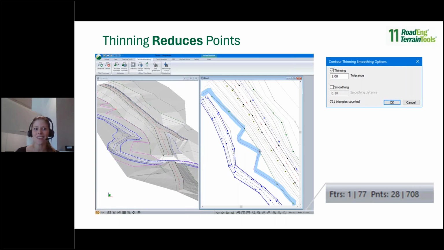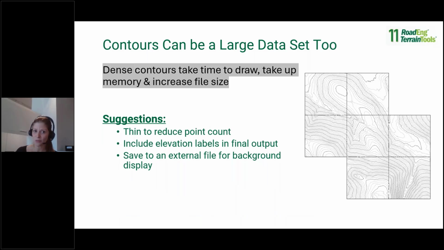So contour thinning is actually a really useful tip that you can implement when you go and create your TIN models. And if you're not wanting to make your models that much slower, using thinning is really, really helpful. And I just wanted to re-emphasize, before we pass it over to Matt here for our first in-software demonstration, that contours themselves can actually act like a really large data set too. So dense contours, they take a lot of time to draw. They can take up memory, they increase your file size, and really they're for visualization.